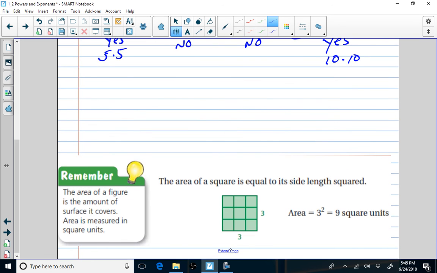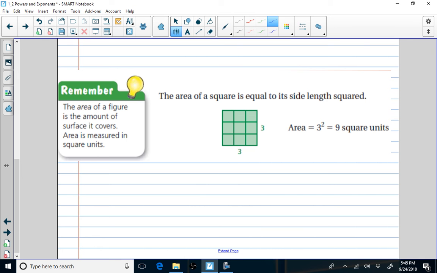Okay. Down at the bottom, the area of a square is equal to its side length squared. The area is the number of square units contained inside of a figure. There are 1, 2, 3, 4, 5, 6, 7, 8, 9 square units contained inside of this figure. I can find how many square units are contained inside of a square by taking 3 and multiplying it by 3. When it's a square, all sides are the same, so the length is going to be the same as its width. So I take the length and I square it. 3 times 3 gives me 9 square units.